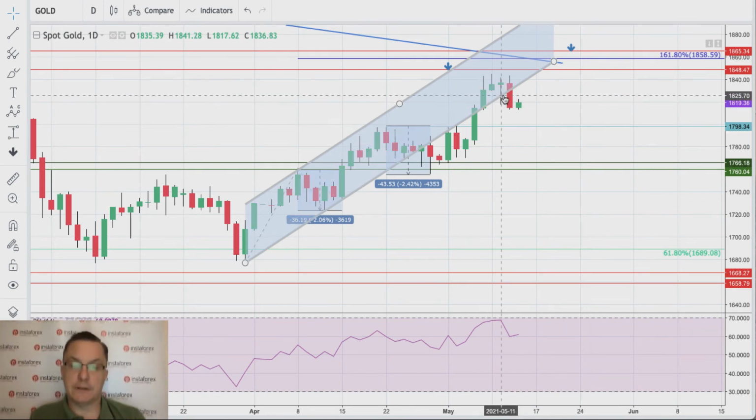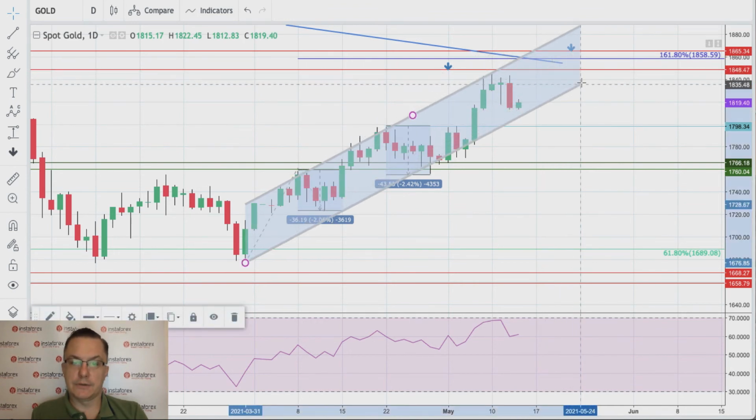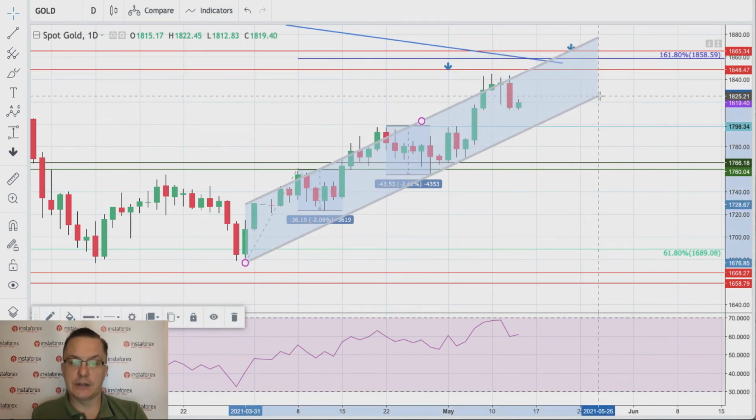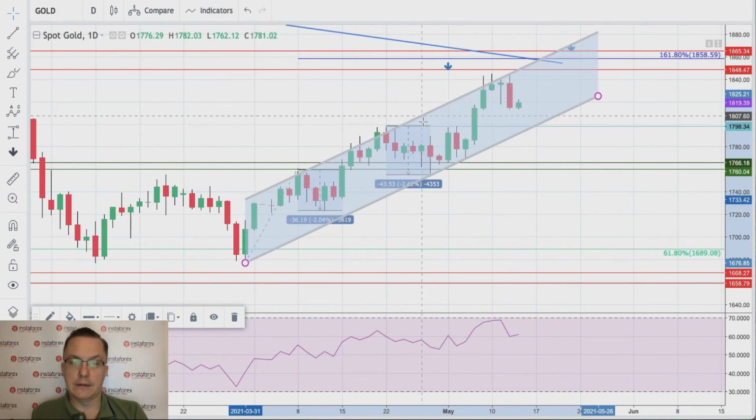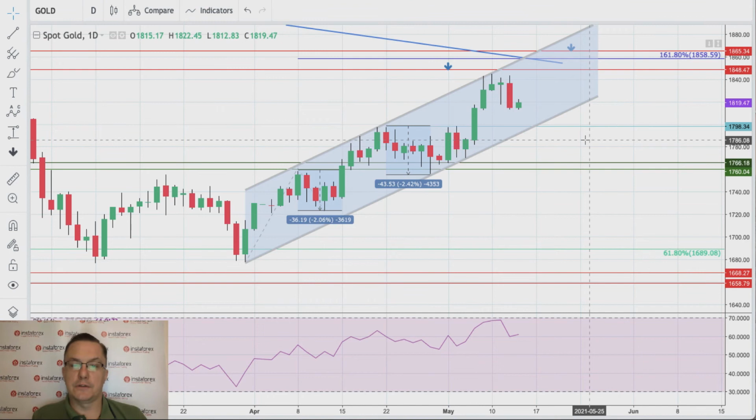Of course, we are out of the channel here. As you can see, we are still however trying to move up. So let me just adjust the channel to the recent data, and it looks something like that, which is pretty neat for the current analysis. As you can see, we are still in the uptrend. We are still trending higher.